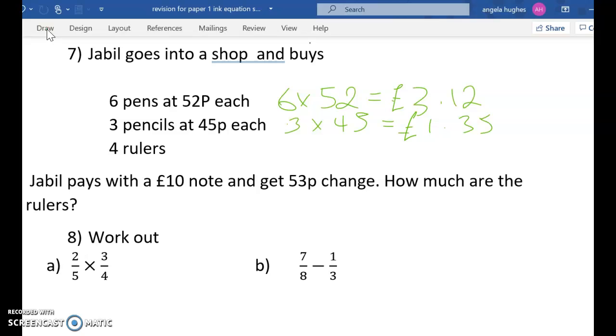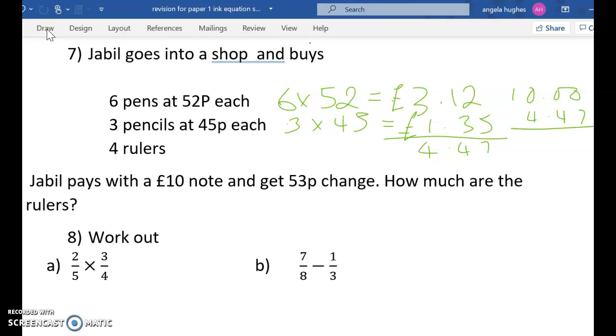Okay. Now that's all I know so far. So I do know I pay with a £10 note. So I want to work out how much money I have left after taking away the pens and the pencils. So I'm going to add those together, which gives me £4.47. And then I'm going to take that away from £10.